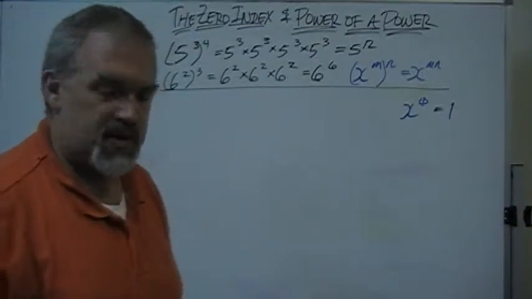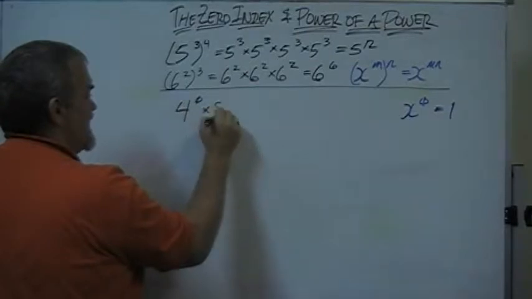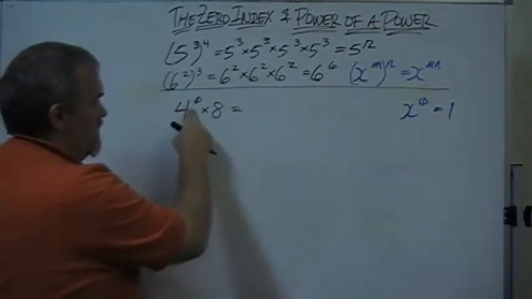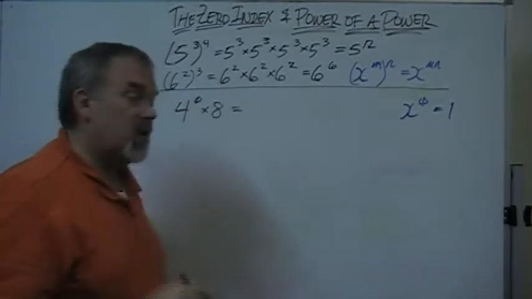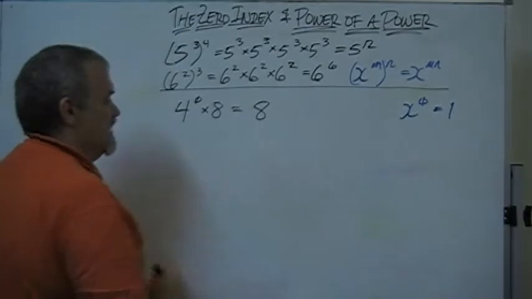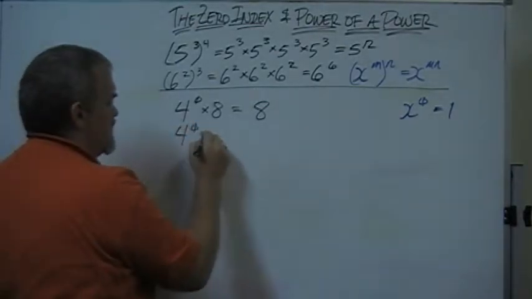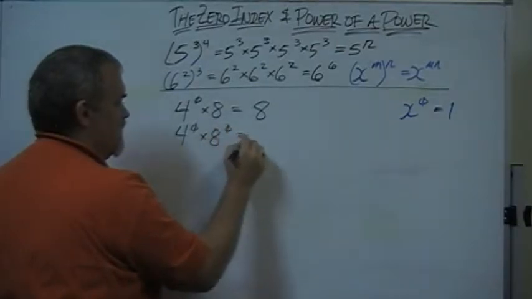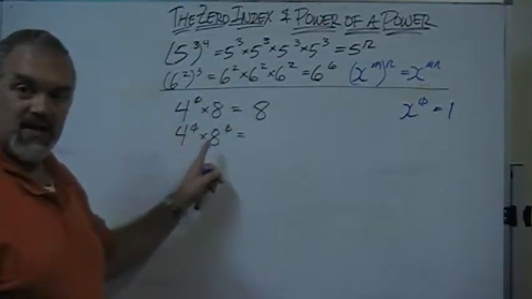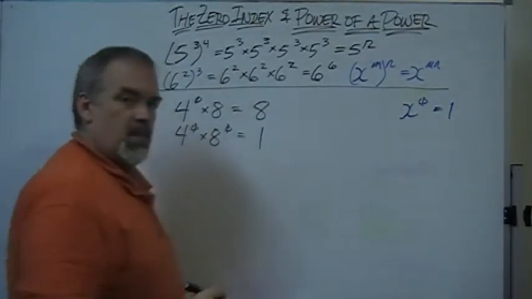So let's use some examples. If I have 4 to the 0 times 8, what does that give me? Well, 4 to the 0 is what? It's 1. Times 8 is 8. 1 times 8 is 8. What if I said instead 4 to the 0 times 8 to the 0? Well, 4 to the 0 is 1. 8 to the 0 is also 1. 1 times 1 is 1.